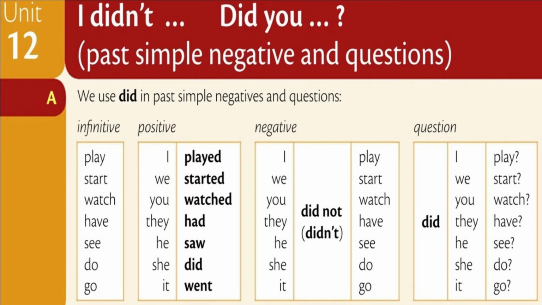you didn't go. They didn't play, they didn't start, they didn't watch, they didn't have, they didn't see, they didn't do, they didn't go. He didn't play, he didn't start, he didn't watch, he didn't have, he didn't see, he didn't do, he didn't go.